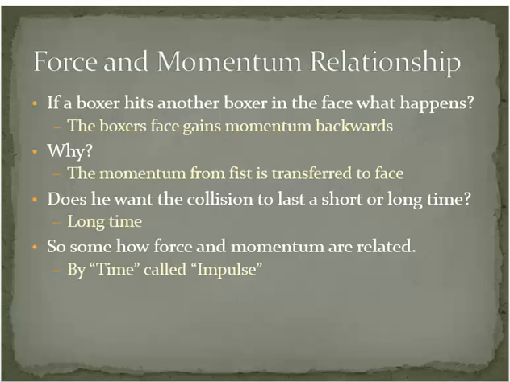All right, he gets momentum. The fist had momentum because it had mass and velocity. It hits the guy's face. There's an elastic collision, and that momentum is then transferred to the guy going backwards, his face going backwards. Does he want the collision to last for a short or long time? Well, we want the collision to last for a long time. The longer you hit somebody, the more damage you're going to do.